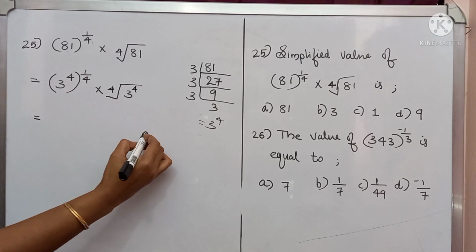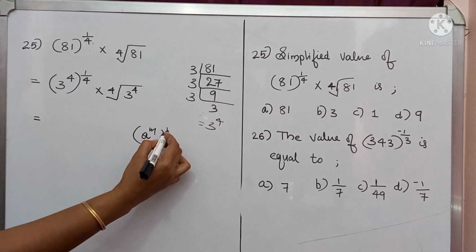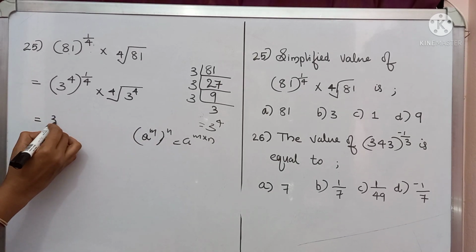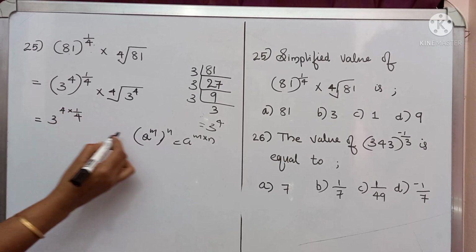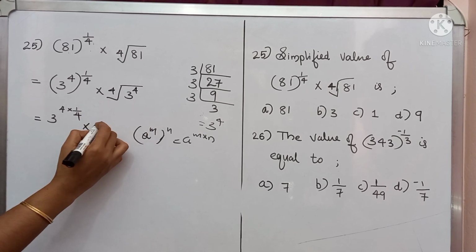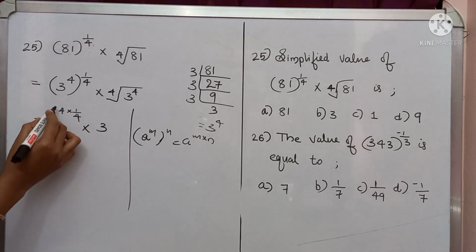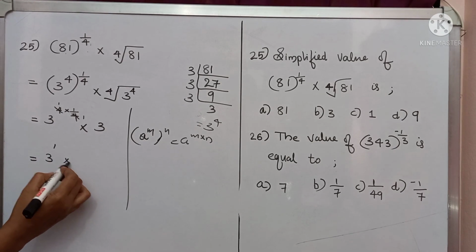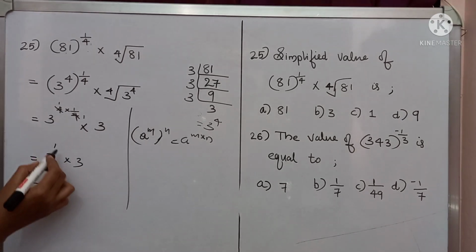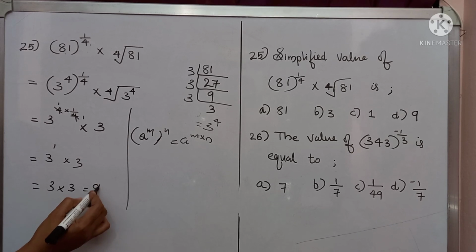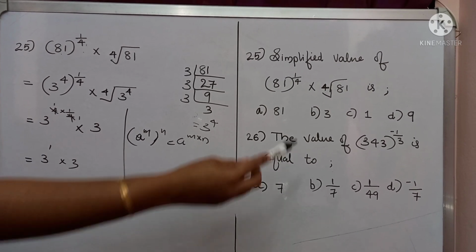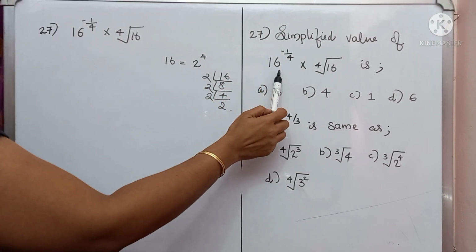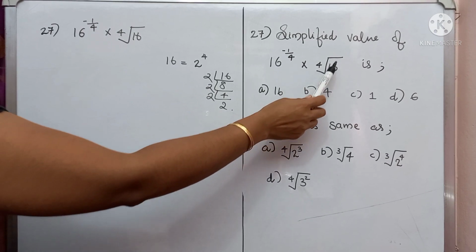Then we can apply that law, a raised to m, the whole raised to n is equal to a raised to m into n. So here we are applying this law: 3 raised to 4 into 1 by 4, then into 4th root of 3 raised to 4 is 3. That is equal to 4 and 4 we can cancel, divided by 1 itself. So it is 3 raised to 1 into 3, which is 3 into 3. 3 raised to 1 means 3 itself. 3 into 3 is equal to 9. So 9 is the answer. Option D, 9.